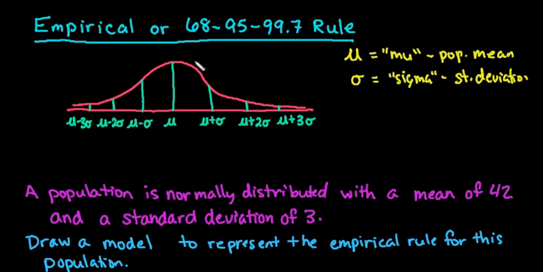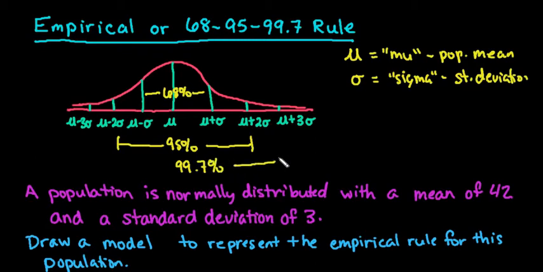What the empirical rule, or the 68-95-99.7 rule, tells us is that approximately 68% of our data falls within 1 standard deviation. Approximately 95% falls within 2 standard deviations, and approximately 99.7% of our data falls within 3 standard deviations. So almost 100% of our data falls within 3 standard deviations.